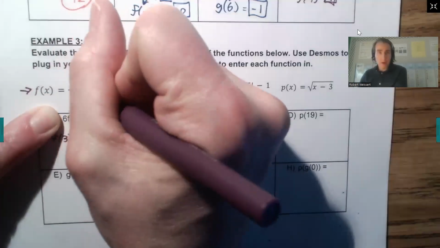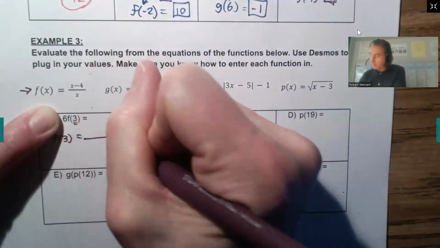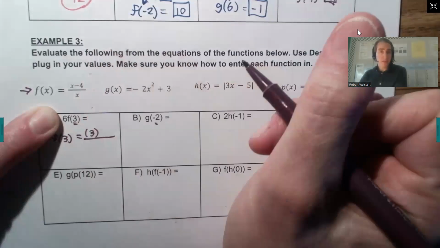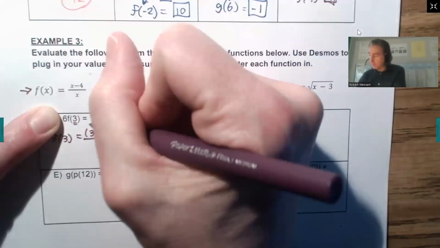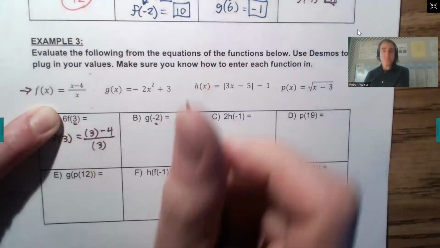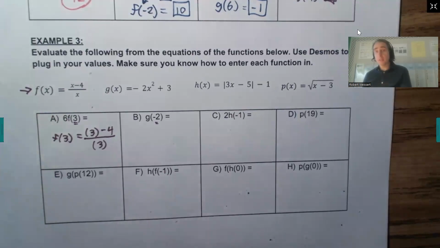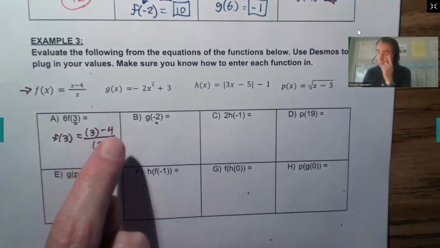is going to be 3 minus 4, so that x will turn into 3. Use parentheses around what the x value was, so parentheses 3 minus 4 divided by parentheses 3. That's what we're evaluating here. Now what that 6 is going to do at the end is multiply with it. So let's first start with what we're doing on this function here.